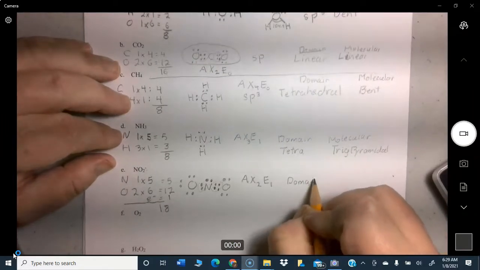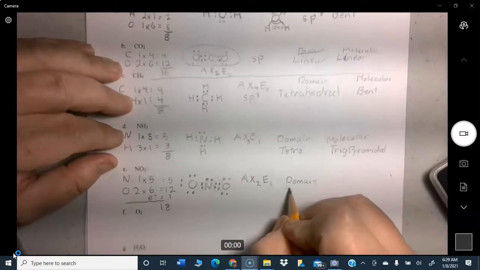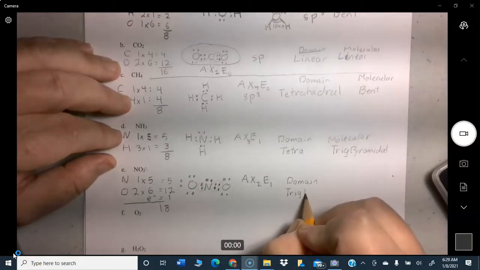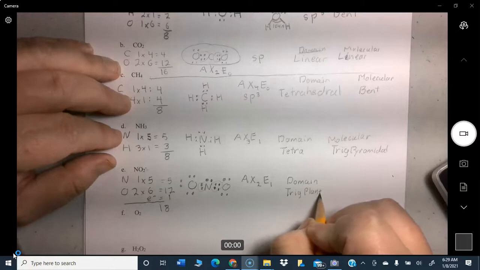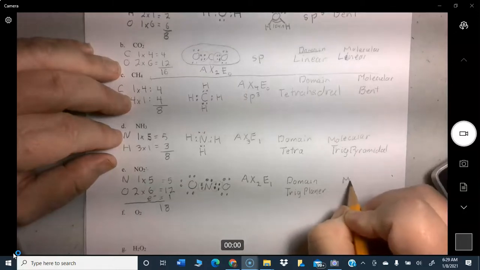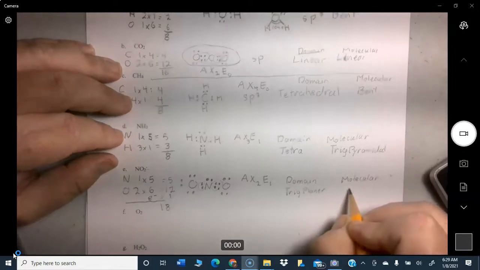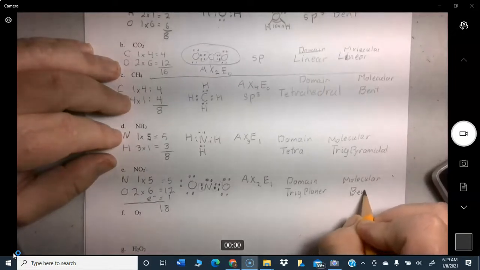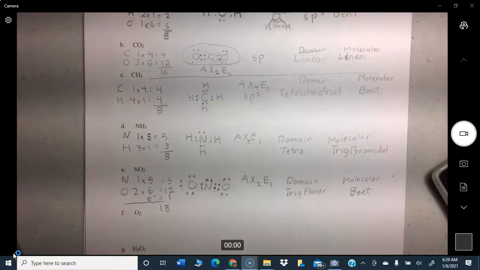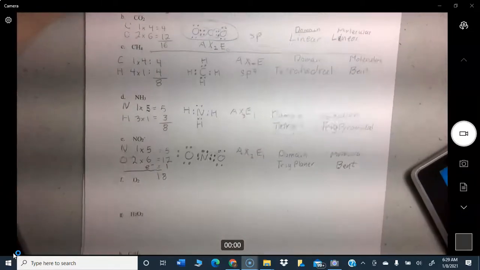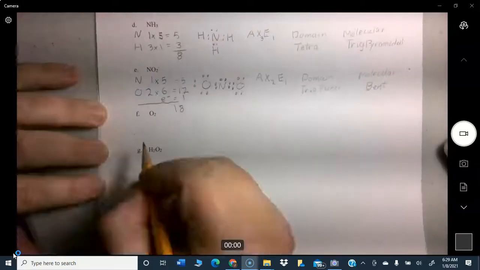So domain is the family that it belongs to. And molecular geometry is the actual shape. Okay, so you can see once you kind of get the hang of these, they take about 2 minutes apiece. Okay, let's keep going.